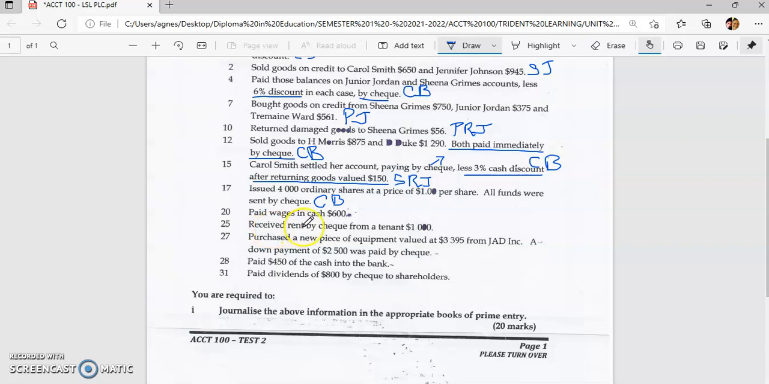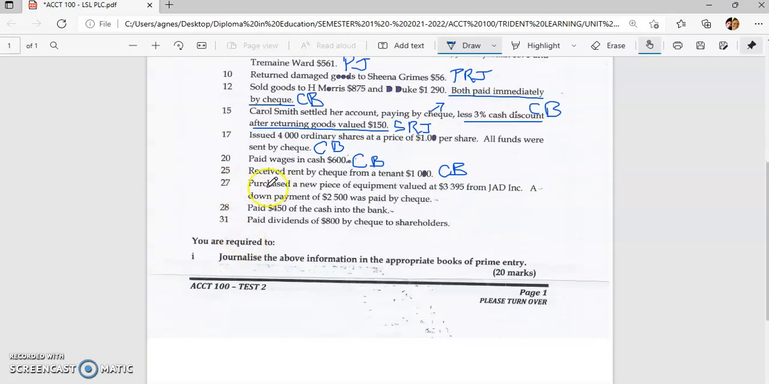Then on the 20th, paid wages in cash, $600. Cash related transaction in the cash book. On the 25th, receive rent by check from a tenant. So this is also cash related transaction, so recorded in the cash book.